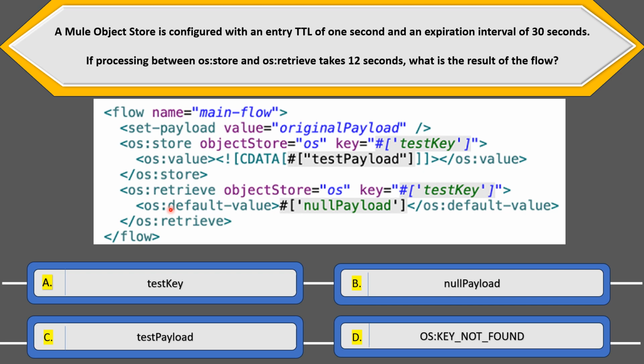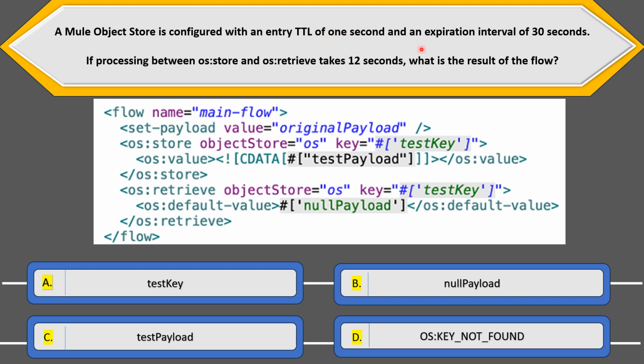So there are two key things that we need to understand here, which are about the object store configuration. Whenever we create any object store, we specify the entry TTL, which is nothing but the time to live configuration. What it says is that whenever we store any key-value pair in the object store, it specifies the time for which that entry is going to live in the object store. Which means that whenever we add any entry in the object store, it is going to live only for 1 second.